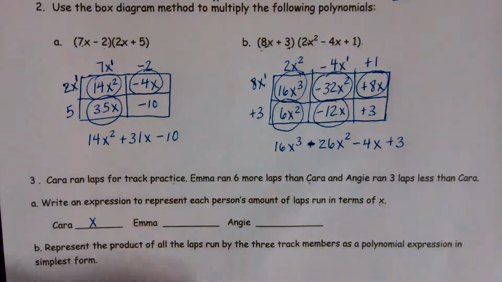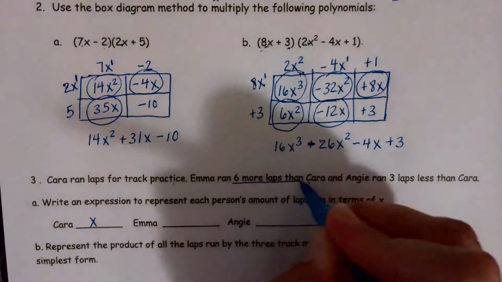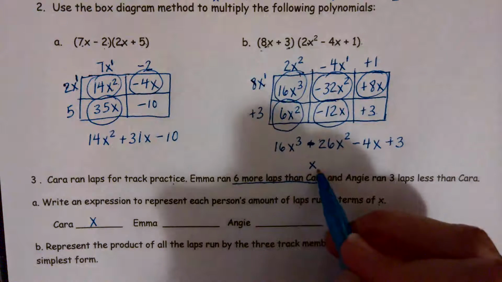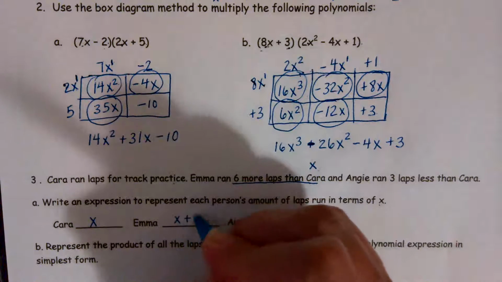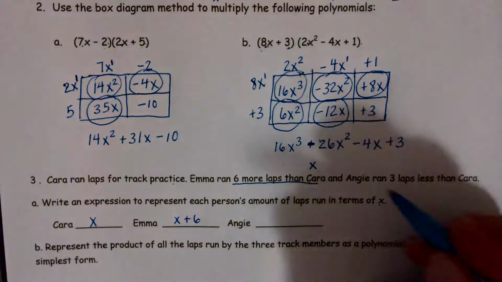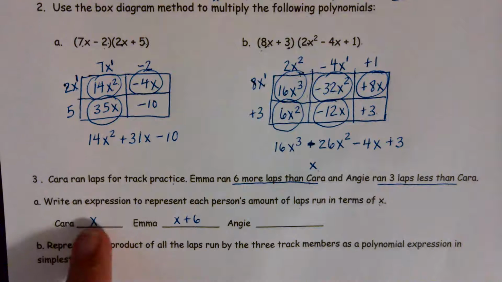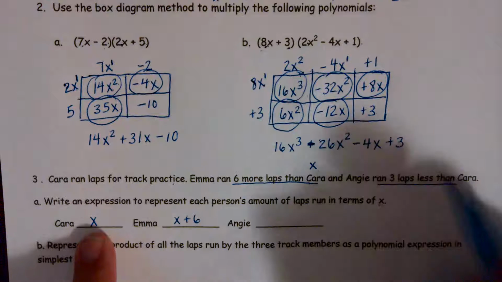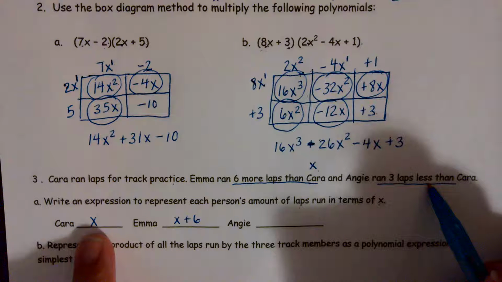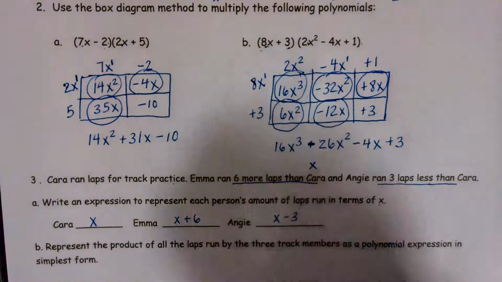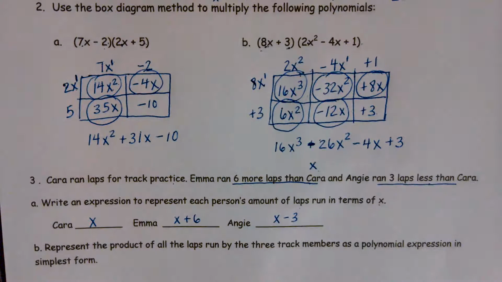Well, Emma ran 6 more laps than Kara. So if Kara is x, 6 more laps than that would be x plus 6. Angie ran 3 laps less than Kara. So if Kara ran x laps, 3 laps less means I need to subtract. So Angie would run x minus 3 laps.